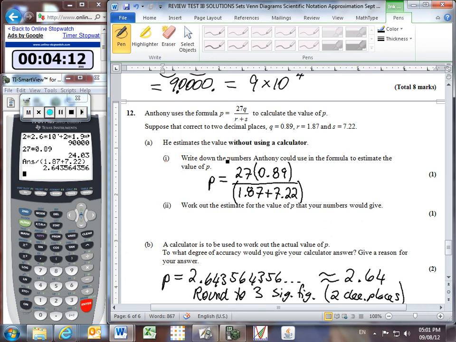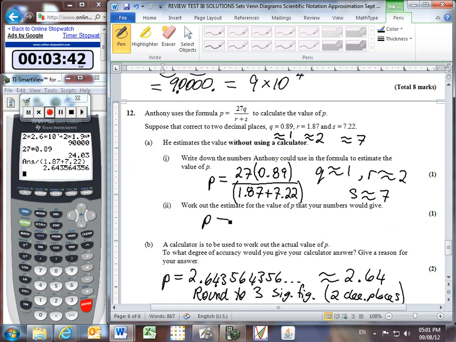We're supposed to write down the numbers Anthony could use in the formula to estimate the value of P. So what's a number pretty close to Q? Yeah, it looks to be Q is nearly 1. R looks to be almost 2. S looks to be a little bit higher than 7, but let's round them to these integer values. It'll be easier to deal with. And so then those are our estimates. Q is approximately 1, R is approximately 2, S is approximately 7.